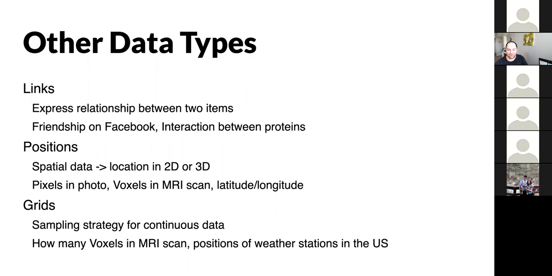Positions are important for spatial data. It's the location in 2D or 3D. It could be things like a pixel in a photo, the voxels, the 3D pixels, in an MRI scan, or the latitude and longitude on a map.